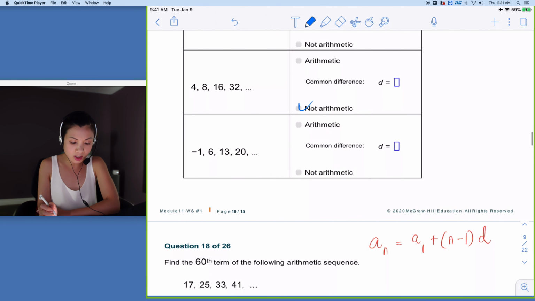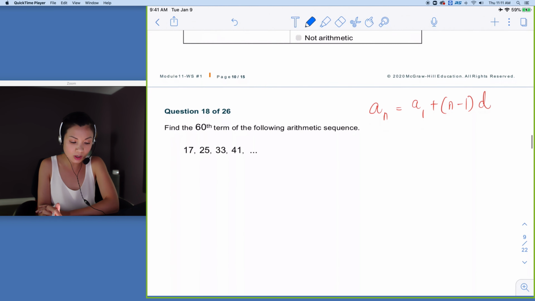From negative 1 to 6, if I add 7, I'm going to get negative 1 plus 7 is 6. 6 plus 7 is 13. 13 plus 7 is 20. So in fact, this is arithmetic. And D is going to be 7.